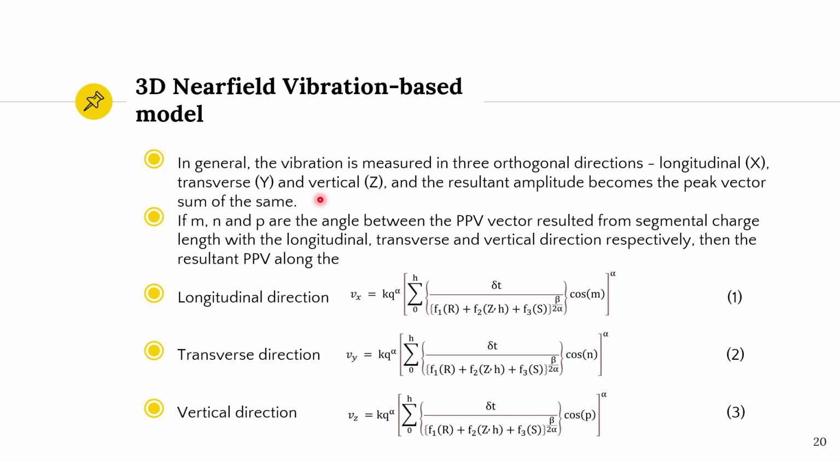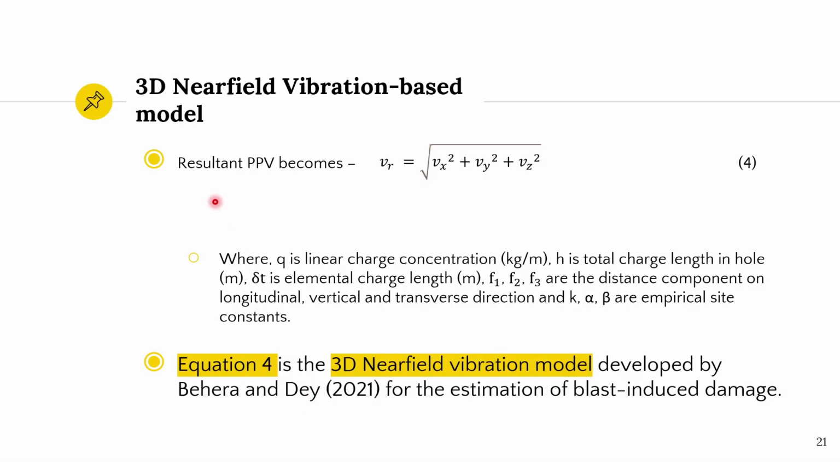So without taking the algebraic sum in this model, the vector sum is considered. Now the angles are assigned between the resultant PPV from each segmental charge length with the longitudinal, transverse and vertical directions. Then the PPV along the longitudinal direction will be Vx, along the transverse direction will be Vy, and along the vertical direction will be Vz.